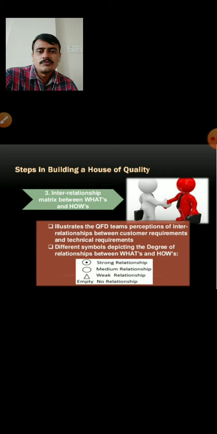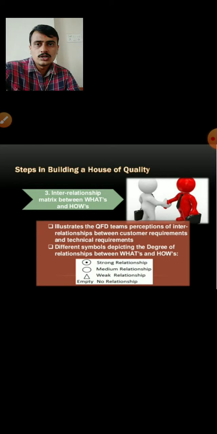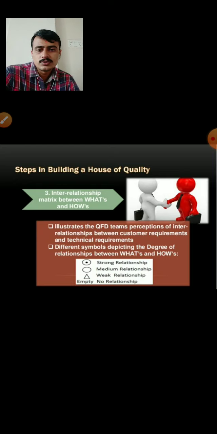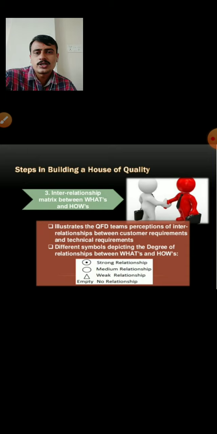Here we will see the different symbols for the degree of relationship between what and how. First, circle and dot means strong relationship. Second, only circle means medium relationship. Triangle means weak relationship. And no circle, that means empty, means no relationship between customer requirement and technical requirement. That means the interrelationship between whats and hows.